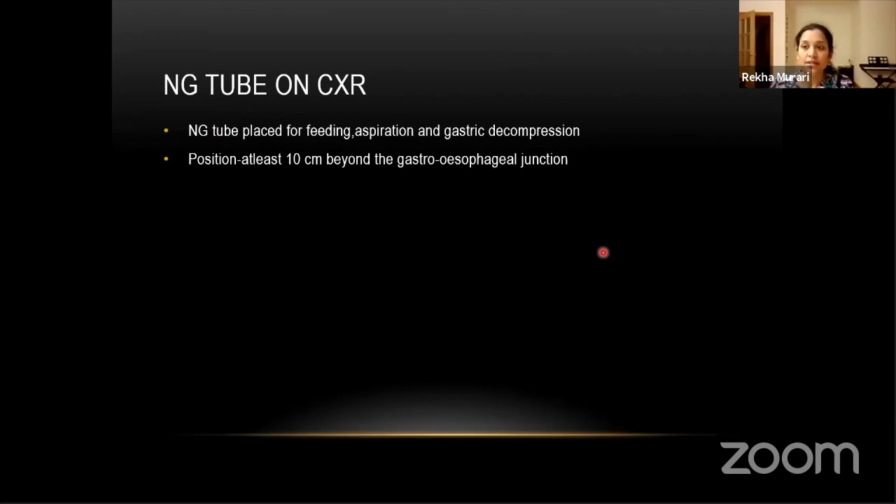We call the NG tube in position when the tip of the NG tube is at least 10 centimeters beyond the gastroesophageal junction. And the reason for this is generally you can see the tip of the NG tube as denser than the normal tube itself. So when you see it, you know that that's the NG tube. And the other thing is the NG tube itself has some side holes in the distal end. So if you didn't advance the NG tube 10 centimeters beyond the gastroesophageal junction, then maybe the holes are in the lower esophagus rather than in the stomach. So that's the reason you always make sure that the NG tube is advanced 10 centimeters beyond the gastroesophageal junction.